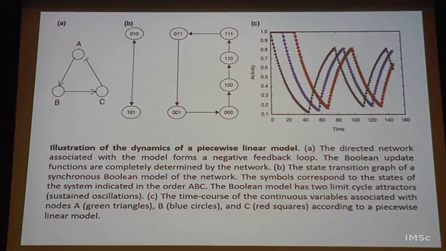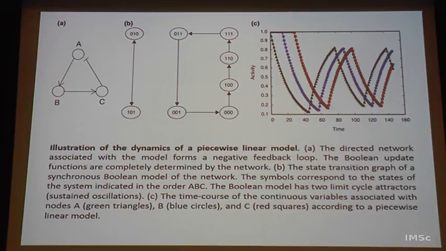So the Boolean update functions are completely determined by this. The state transition graph of this is shown here. So you have 0, 1, 1 becoming 0, 0, 1, that's 0, 0, 0, and then this becomes 1, 0, 0 because of its inhibitory nature, and then it goes round: 1, 1, 1 becomes 0, 1, 1, and so on and so forth. Okay.